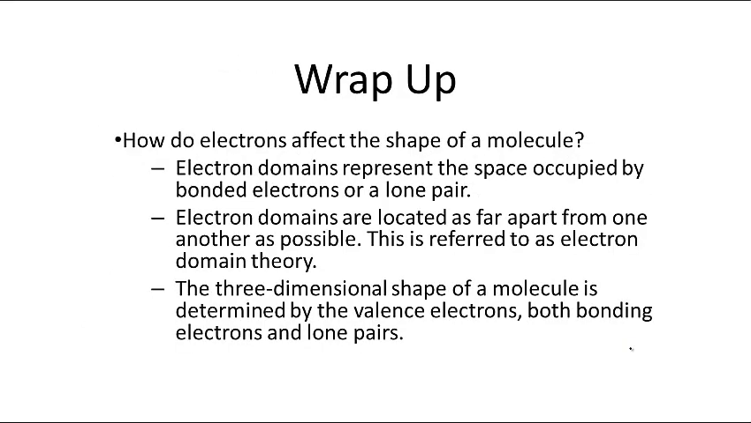So wrapping up. How do electrons affect the shape of a molecule? Well, electron domains represent the space occupied by bonded electrons or a lone pair. And they're located as far apart from one another as possible. They're pushing. Remember, electrons have a negative charge. Negative charges don't want to be close to one another. Opposites attract, likes repel. So they're going to push until they're as far away as possible. And the three-dimensional shape of a molecule is determined by the valence electrons, both bonding and lone pairs.